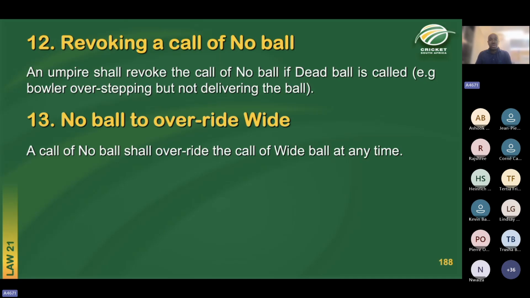So the wide will not count, and the bowler's end umpire would have to revoke that signal of wide, and then to the scorers, they would signal no ball. Okay, you cannot have a no ball and a wide on the same delivery. The no ball will always overrule the wide.